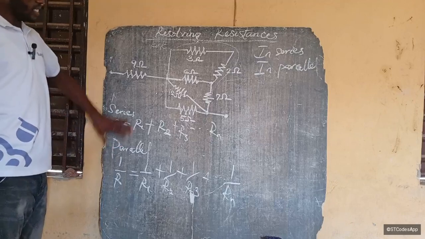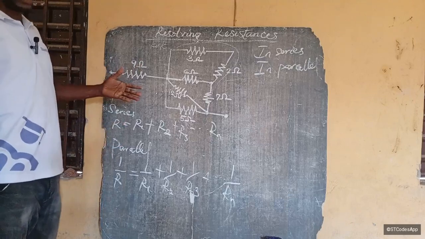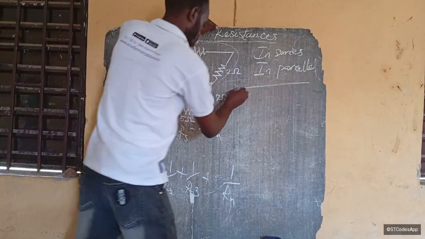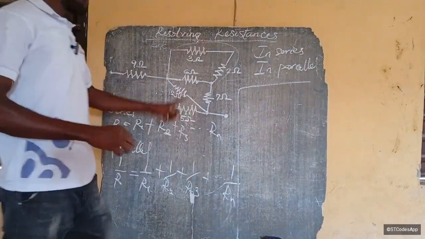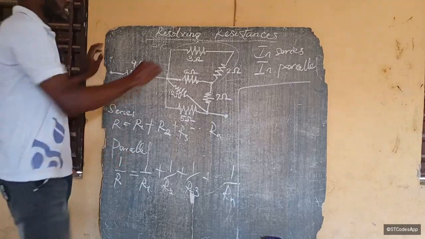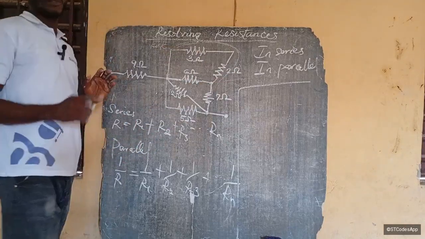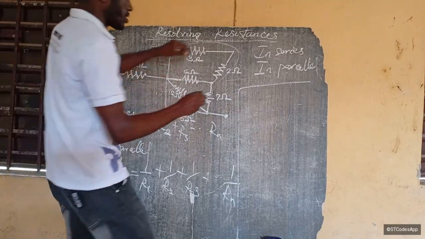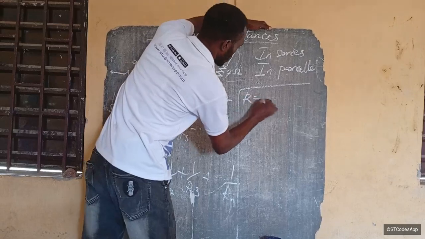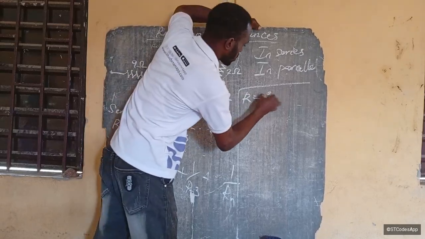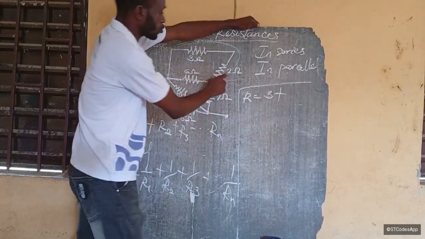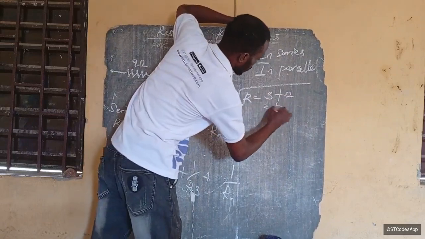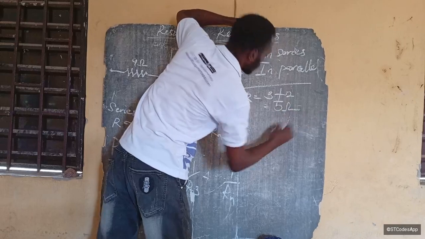So, in this case, how do we now resolve? Beginning from here, you're going to see that these two are within the same junction. So they are in series. If they are in series, then R will be equal to R1, which is 3, plus R2, which is 2. So that becomes 5 ohms.